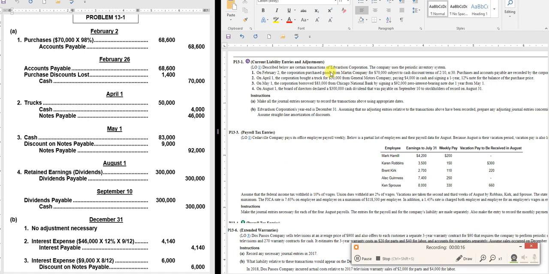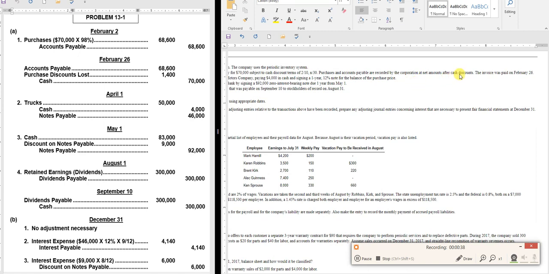I couldn't get to cut and paste off of the website very well, so I'm just going to have to deal with what I have. So, on February 2nd, the corporation purchased goods from Martin Company for $70,000, subject to a cash discount terms of $210 net 30. Purchases and accounts payable recorded by the corporation at net amounts after cash discount, so that means they record them net of the discount. The invoice was paid on February 26th.